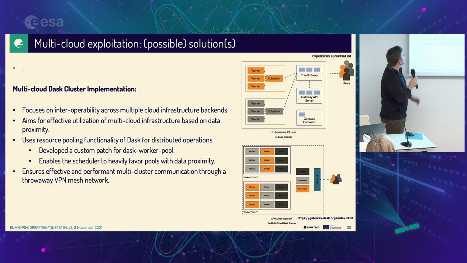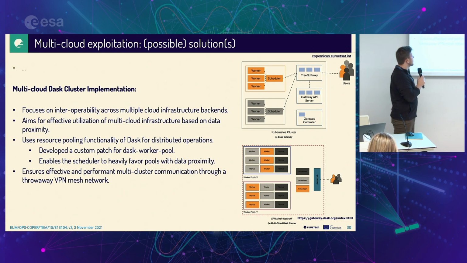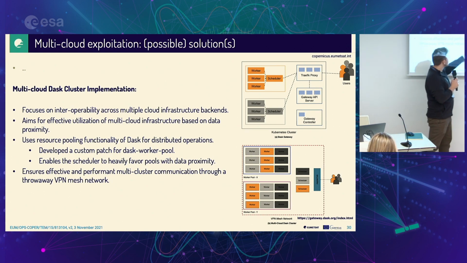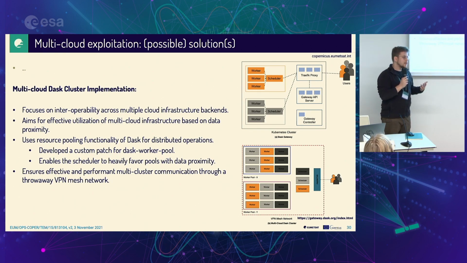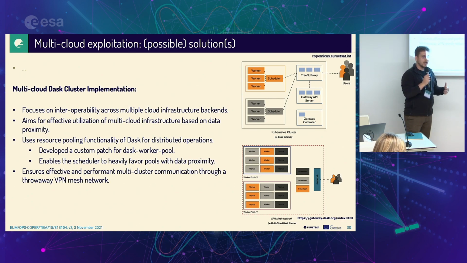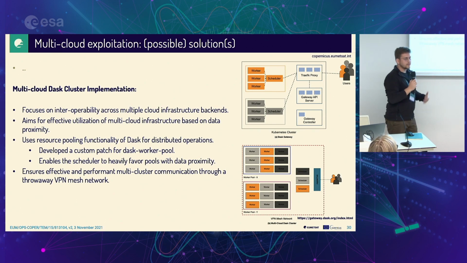Yeah. In order to do this, as I told you, this was our main focus, we developed a custom patch for this Dask worker pool add-on. It was enabling us to label Dask worker nodes, to have some kind of labeling in between. So what we did for that is to patch it in a way that we can make it more region aware, so that we can use it to our advantage.